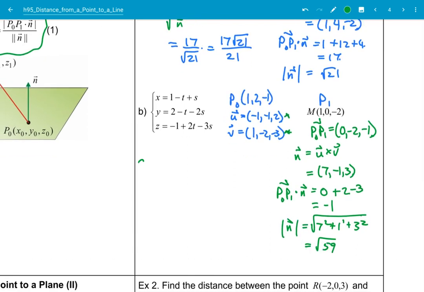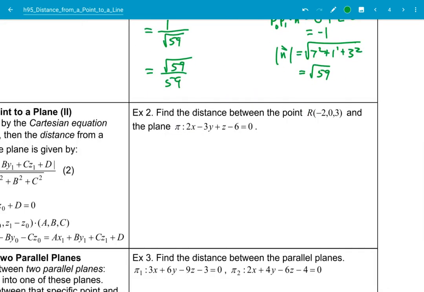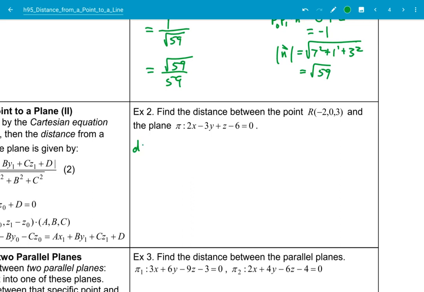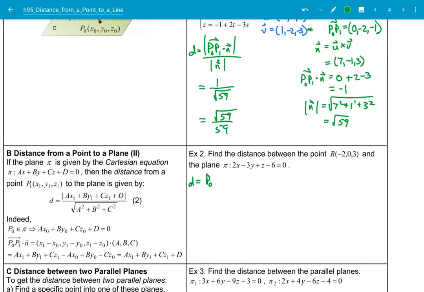So distance, which is P naught P1 dotted with the normal, over the magnitude of the normal, is going to be 1 over the root of 59, rationalized as root of 59 over 59. Find the distance from the point to the plane. So this time we have the normal. So when we have the normal, we dot it. So P naught to P1 dotted with the normal, over the magnitude of the normal.